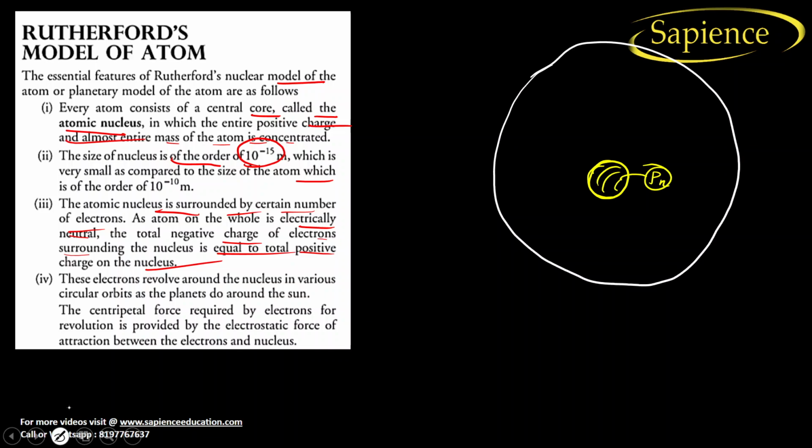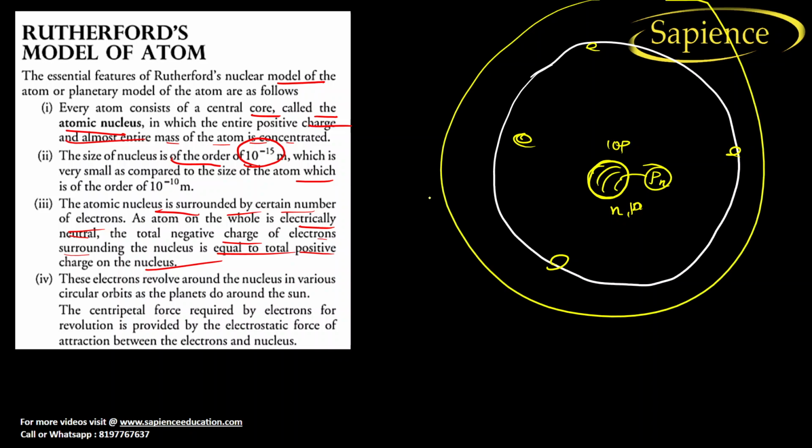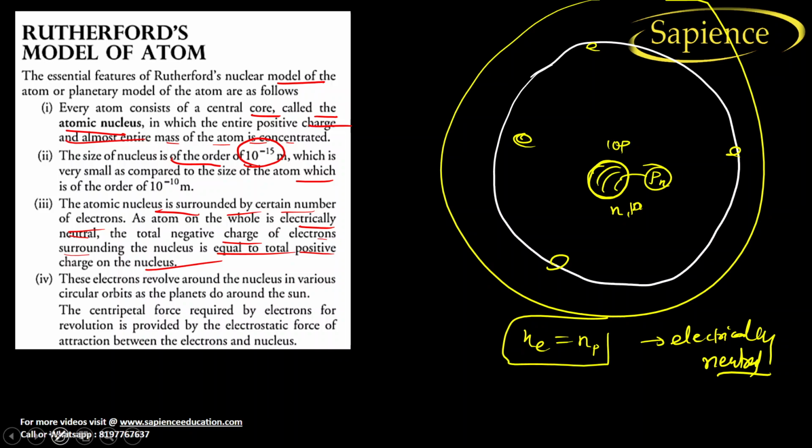Now, let us consider there is a neutron, there is a proton, right? So if there are 10 protons, definitely there will be 10 electrons around it, right? So it means that overall, the number of electrons will be equal to the number of protons, and this whole atom will be electrically neutral, right? Neutral.